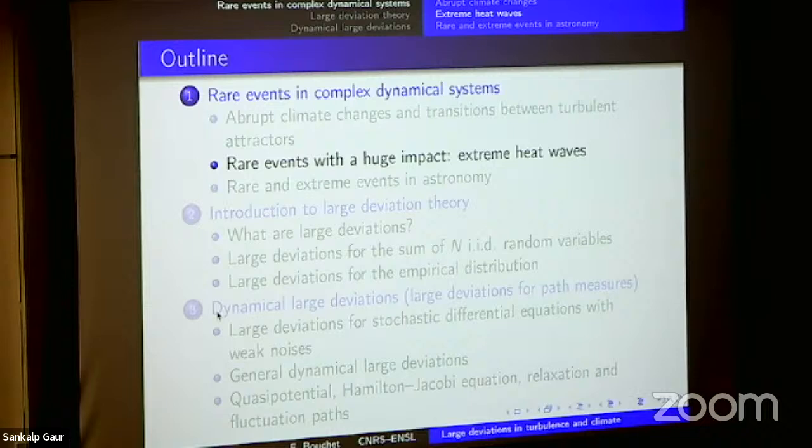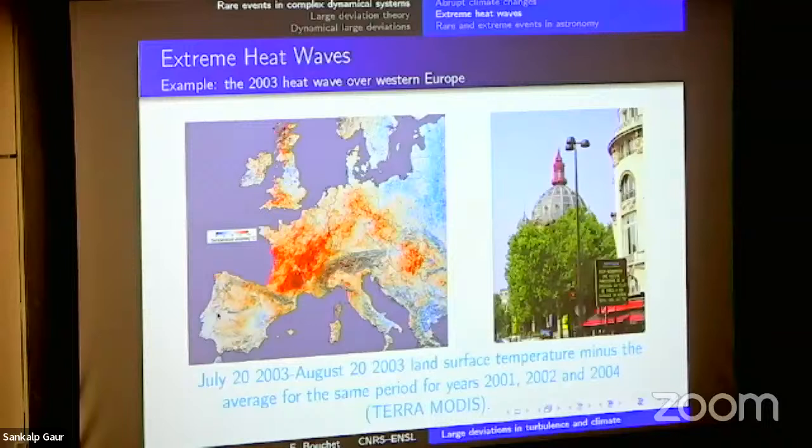There is another example where we can care about rare events. It is when they have a huge impact. Then you have a very small probability, but you have a huge impact. Then you don't need to have a transition from one attractor to another. You can stay in the same attractor, but still the rare event will have a huge impact. The typical example are extreme events in a climate system. The extreme events can be rare, but as they will occur and they will have a huge impact, you still need to estimate this very small probability to make sure that you are well prepared in terms of risk and so on. I will discuss several of these examples, mainly extreme heat waves, but in principle we can apply it to many other examples. And this is a whole picture of the 2003 heat wave over Western Europe.